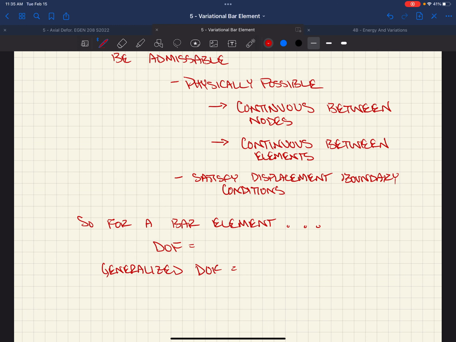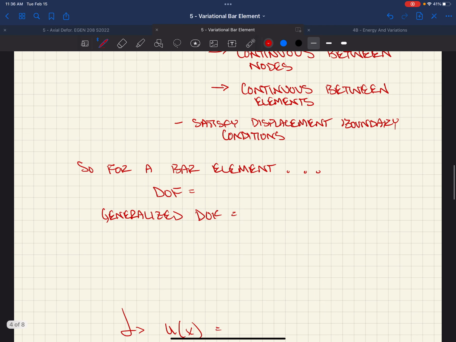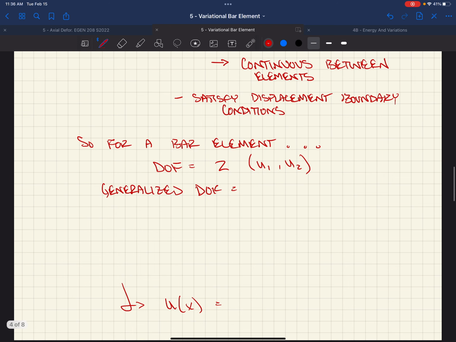Okay. So for the bar element, if we're trying to come up with this interpolation function, u sub x, we have 2 degrees of freedom, u1, u2. Well, if we have 2 degrees of freedom, we know that we're going to have 2 generalized degrees of freedom to start with of our function that's required. That's our limit. We can only have 2.